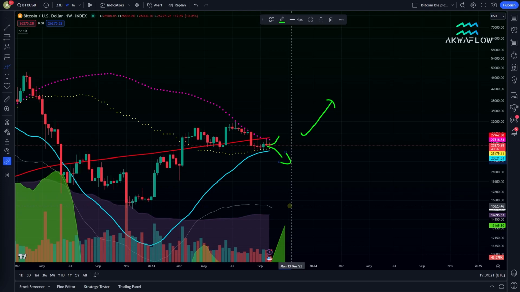Another thing that is very scary in the charts, I don't want it to happen, but it's a possible scenario because you know the power of confluence points.